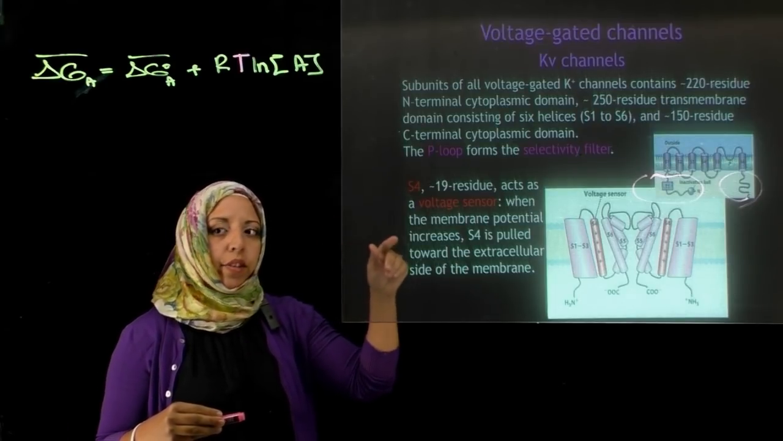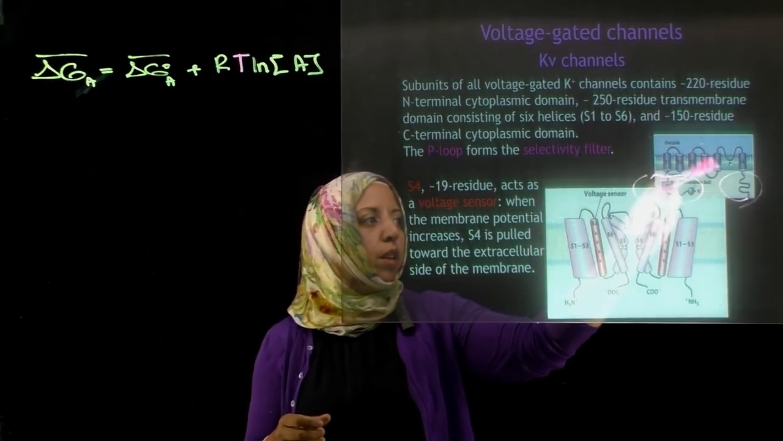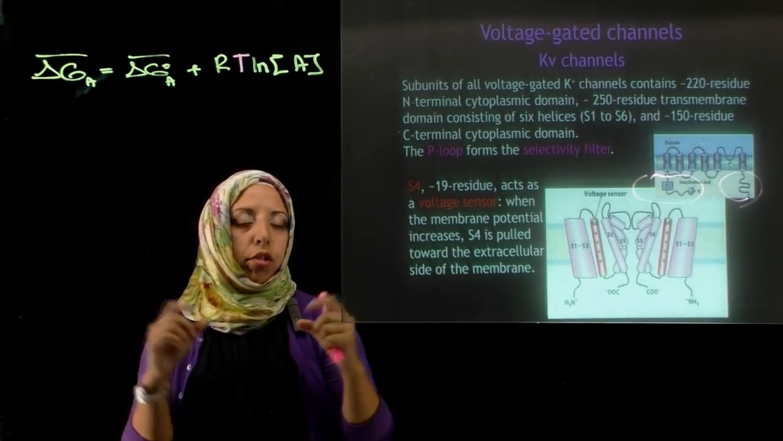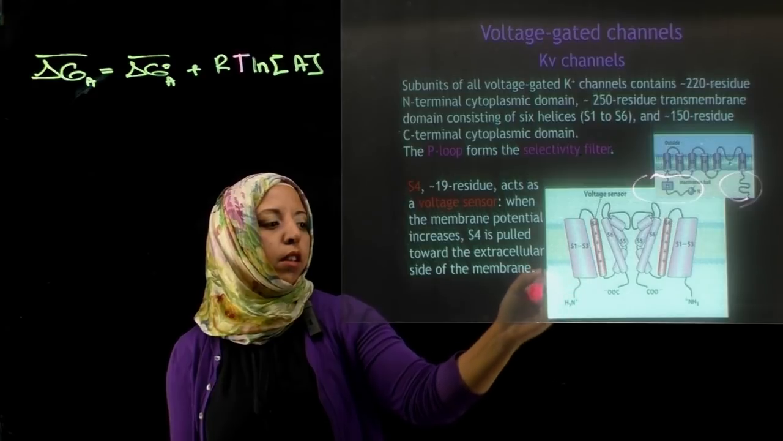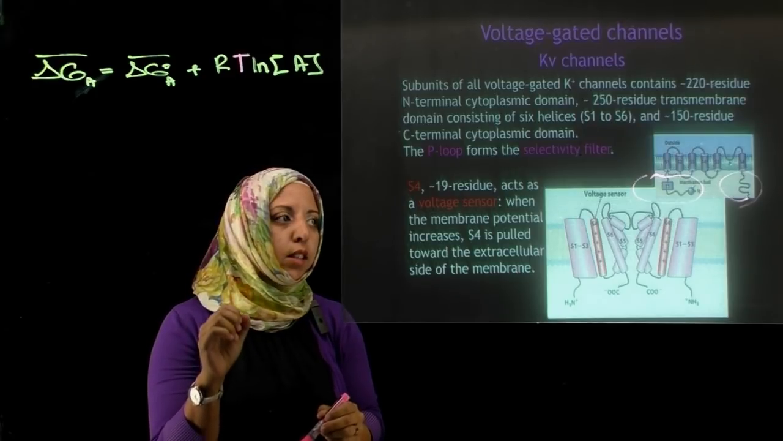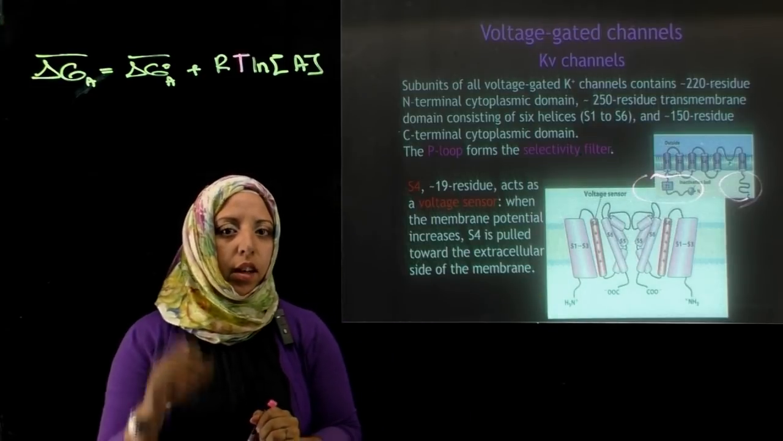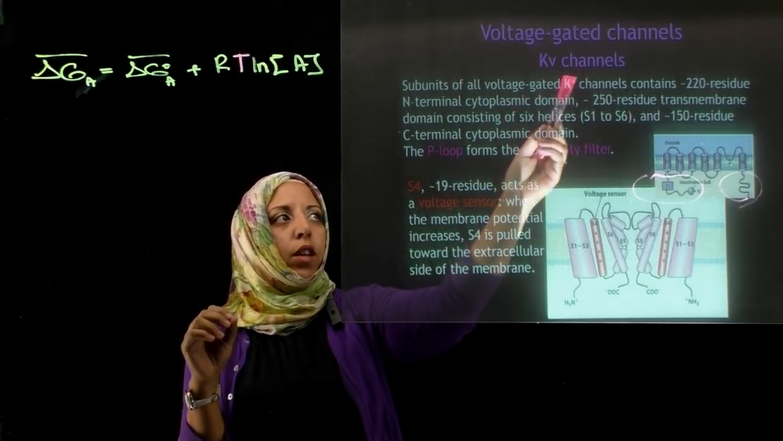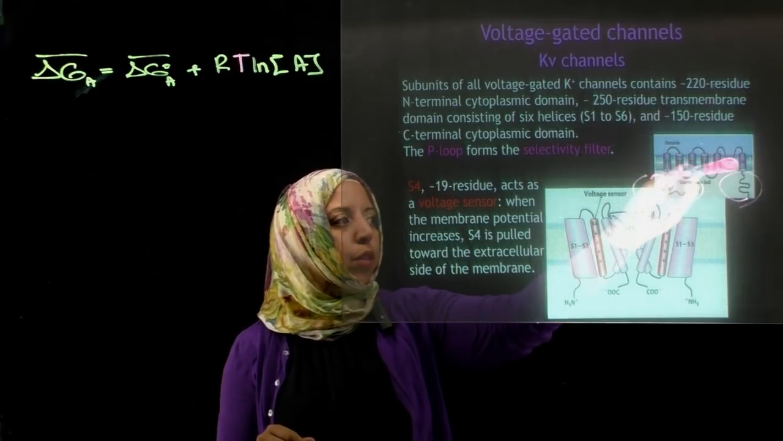And then it has 6 different alpha helices that are embedded within the membrane itself, labeled S1 through S6. And in the bottom figure, it is showing you 2 of the 4 subunits. You have the N-terminal domain, and in Kv channels, that N-terminal domain contains a conserved 100 amino acid residue sequence known as T1. That T1 is a conserved sequence in Kv potassium channels. And then it has 6 different alpha helices within the membrane.